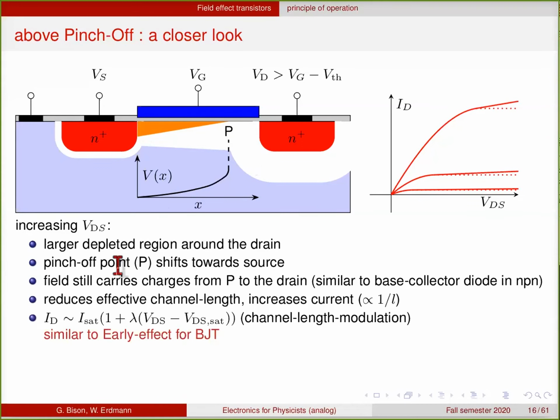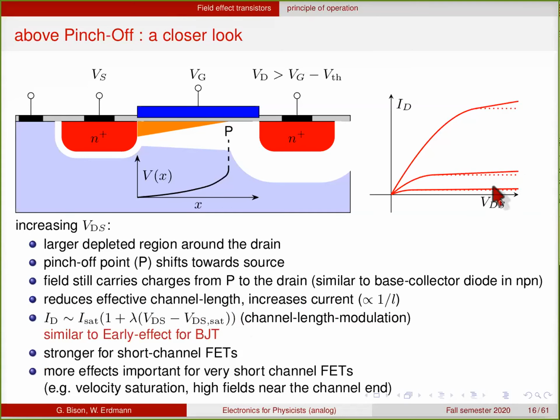So what this does is it reduces the effective channel length. So your channel becomes shorter, and hence the current will increase because the current is proportional to 1 over the channel length. So this is then again parameterized similar to the early effect of the bipolar transistor. It's called early effect also for the field effect transistor, by this linear dependence on the drain source voltage minus the saturation voltage. And this is called channel length modulation. So instead of being flat here, you get a small increase as a function of the drain source voltage.